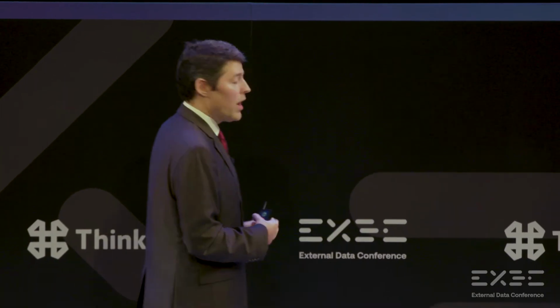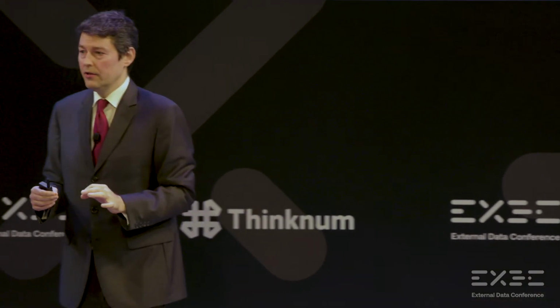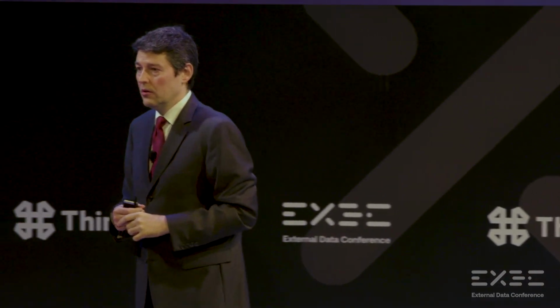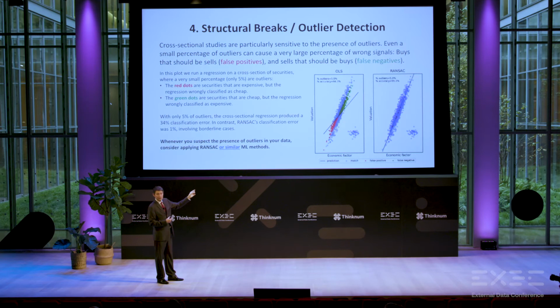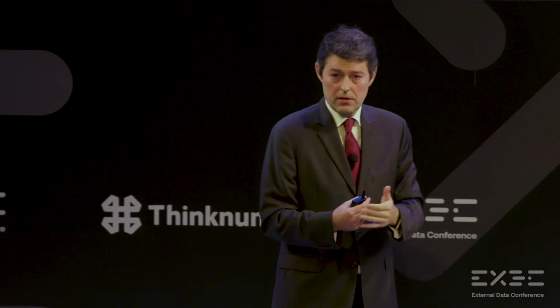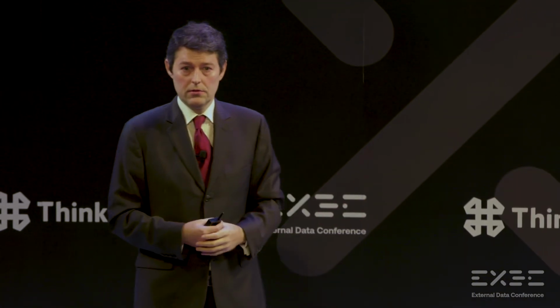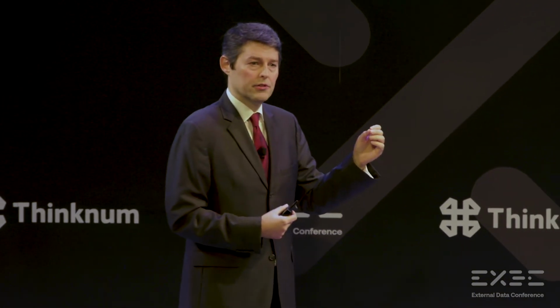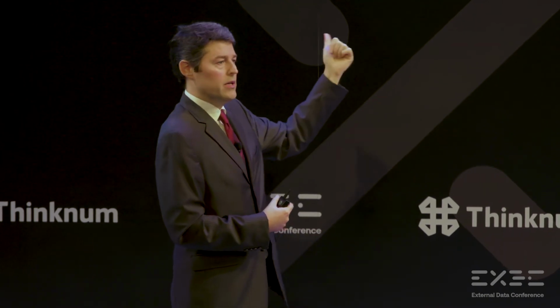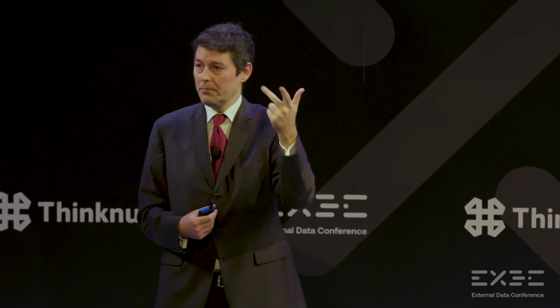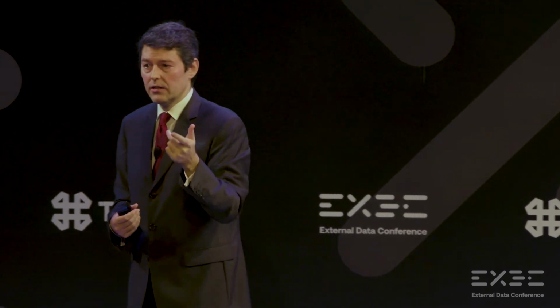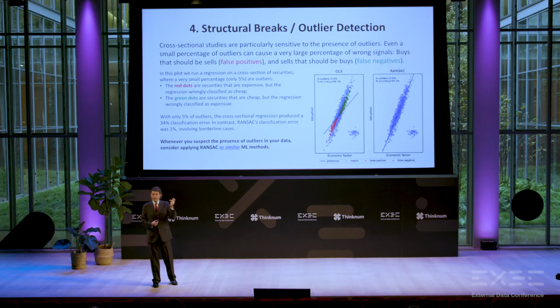Why are we getting one-third of the investment universe wrong? Well, because 5% of the observations are outliers. 5% of observations in outliers is typically a small number in finance. 5% of outliers are making it so that one-third of our predictions are flipped, not wrong, flipped. We are buying things that we should be selling. We are selling things that we should be buying. Well, that's a killer to any strategy.